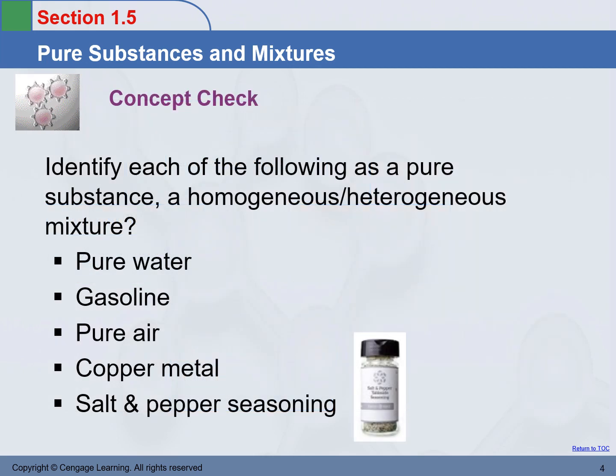Okay, a quick concept check. In the following given examples, let's identify each one of them as a pure substance, homogeneous mixture, or heterogeneous mixture. Pure water. Well, pure water, there's only water in it. It's pure, so it is a pure substance.